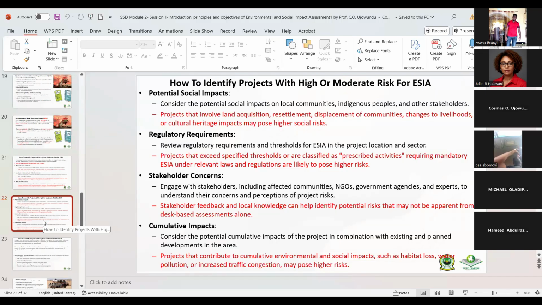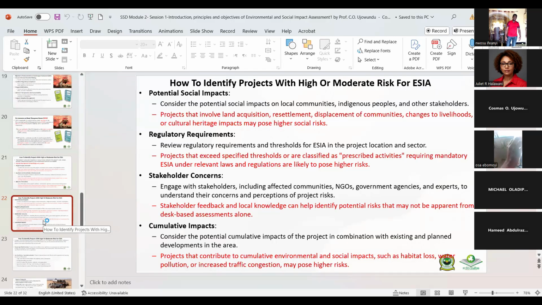The potential social impact, we talked about that. Projects that will require people taking up, resettling people, displacing community, changing the livelihood. Maybe I'm a farmer. You now want to tell me that once my farm is taken, I'm going to change my means of livelihood. Projects that will affect cultural heritage, you've talked about that before. You classify them as projects of high or moderate risk.